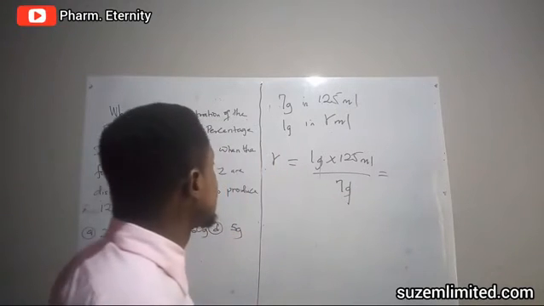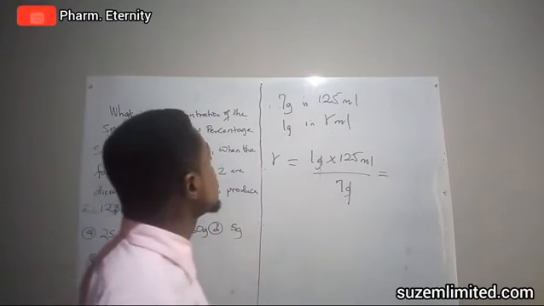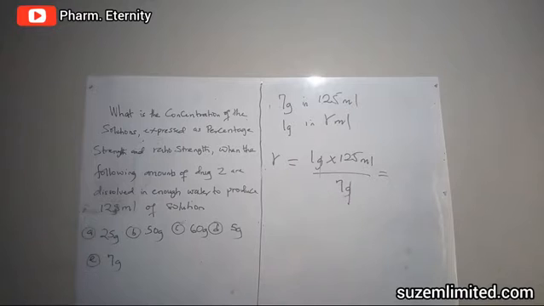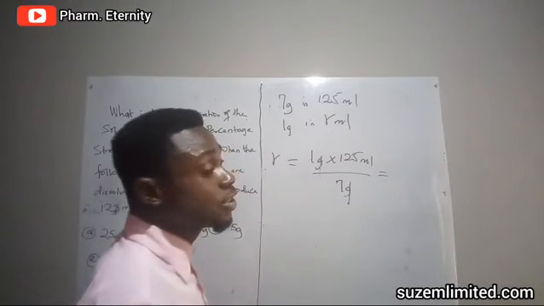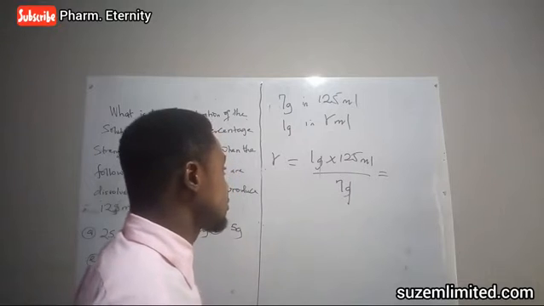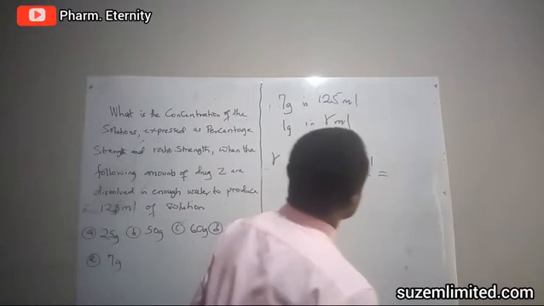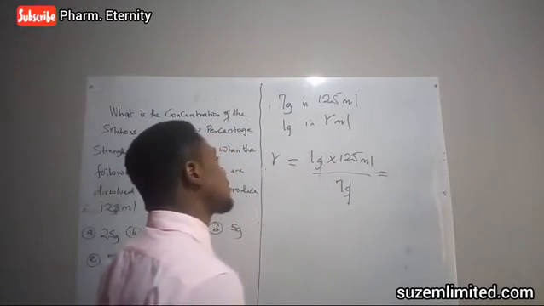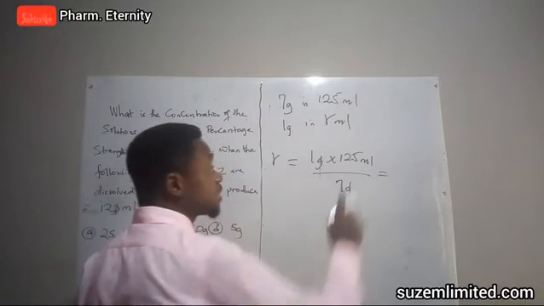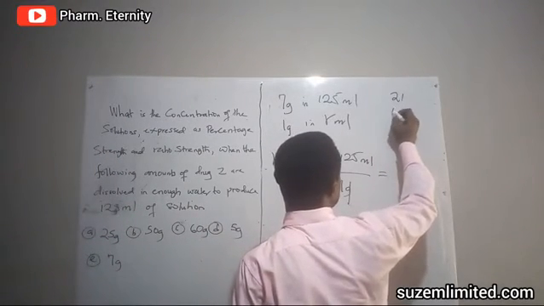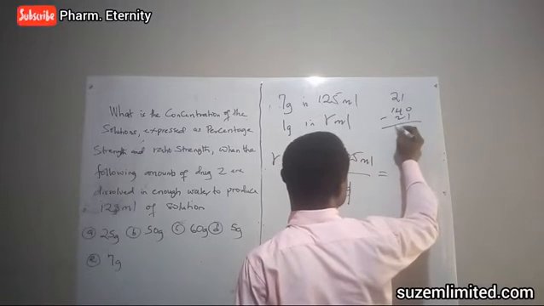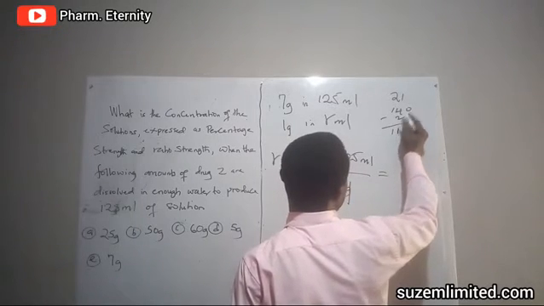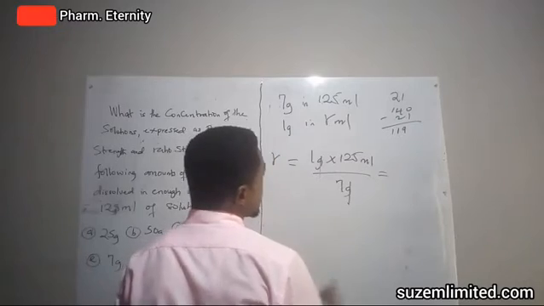How many 7s can we find in 125? 7 times 10 alone is 70. So 7 times 20 alone is 140. Let's come down. 7 times 3 is 21, right? So 140 minus 21 will give us 119.